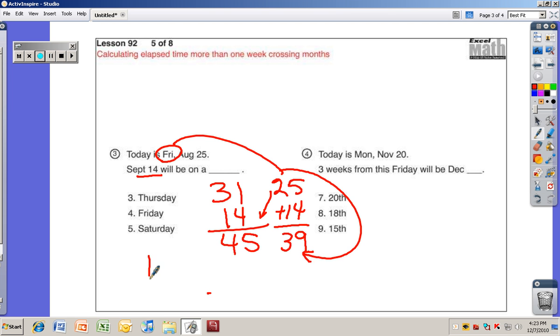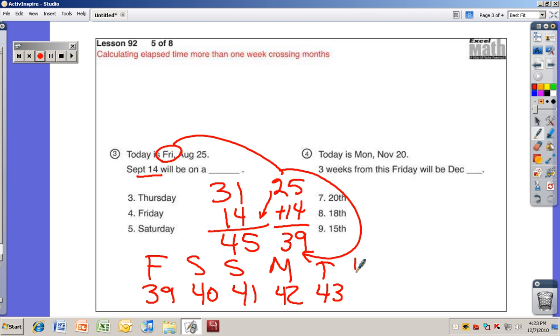So let's do that over here. We got Friday, 39, Saturday, 40. I think we're getting pretty close here. Sunday, 41, Monday, 42, Tuesday, 43, Wednesday, 44, and Thursday, 45. So the 45th of August, or September 14th, is on a Thursday. You should have chosen that one.